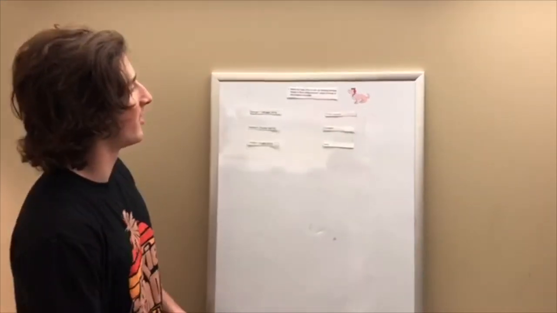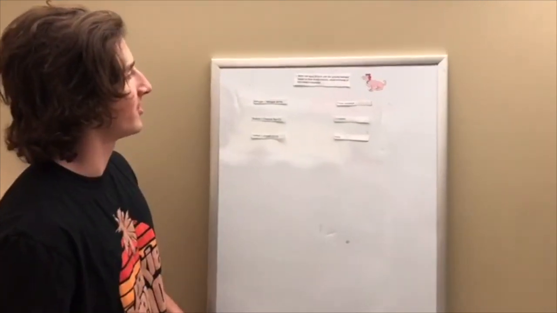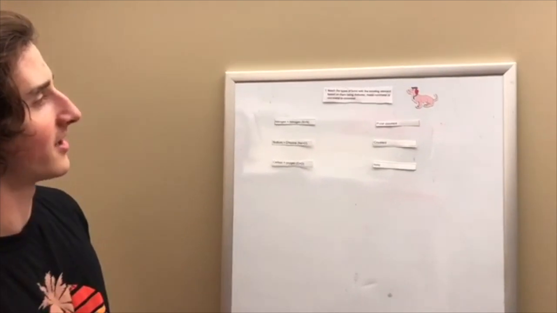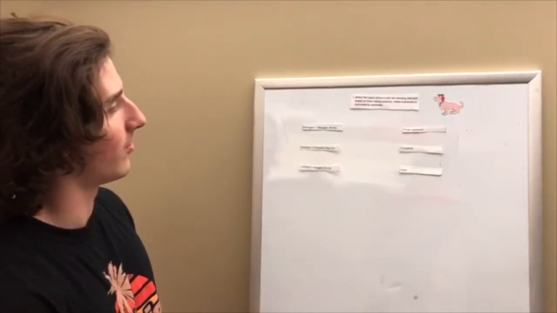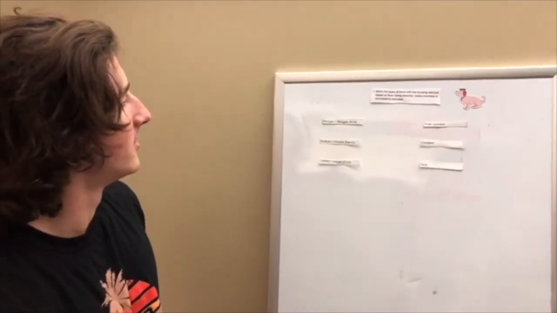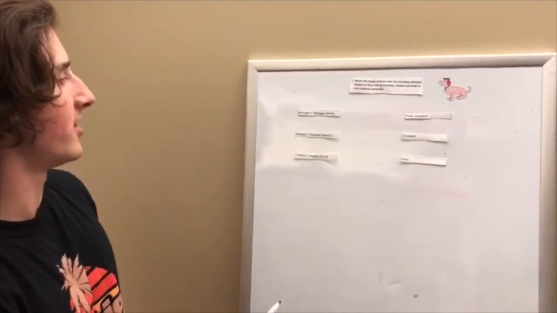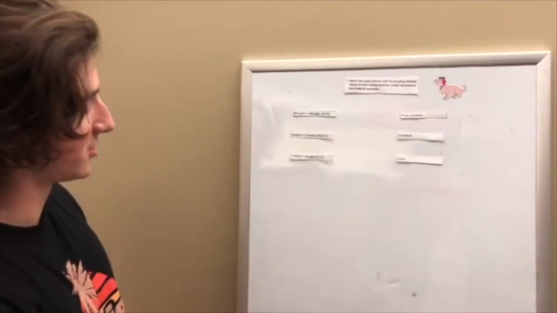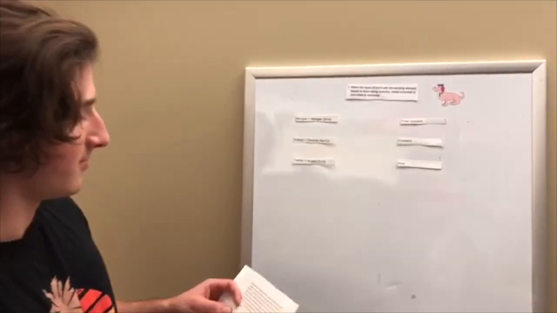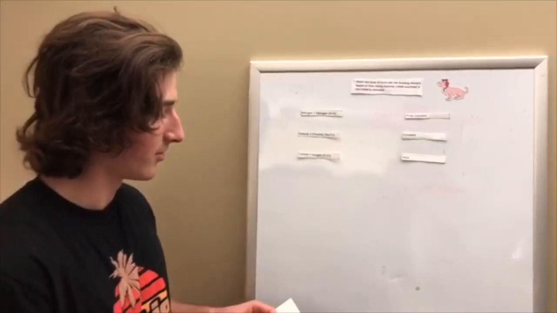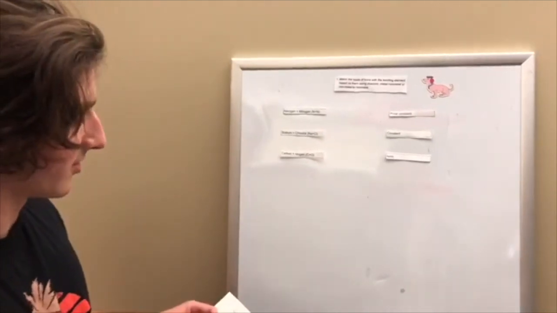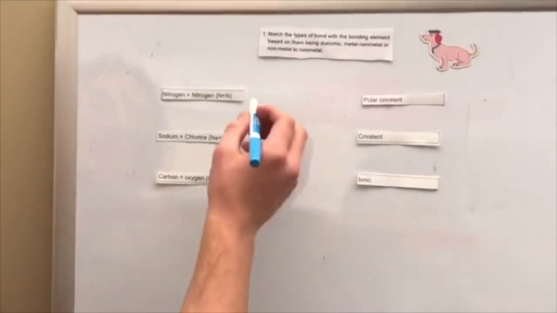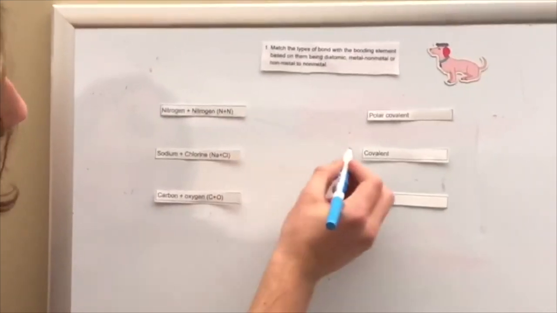So for question 1, we have to match the type of bond with the bonding elements based on if they're diatomic, metal and nonmetal, or nonmetal to nonmetal. So we have nitrogen, sodium and chlorine, and carbon and oxygen. So we know the two nitrogen atoms will be covalent because they form a diatomic molecule. Nitrogen forms a triple bond with itself, so there will be no electronegativity difference. So we can connect those two.